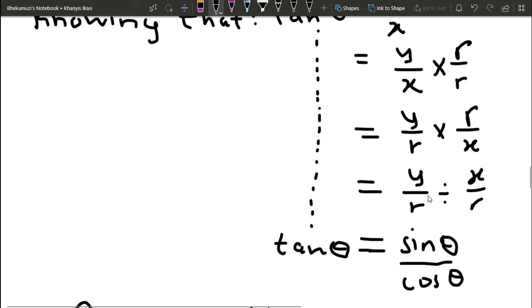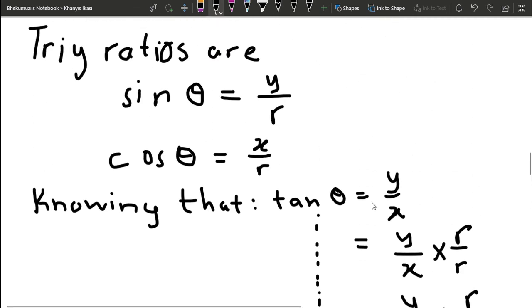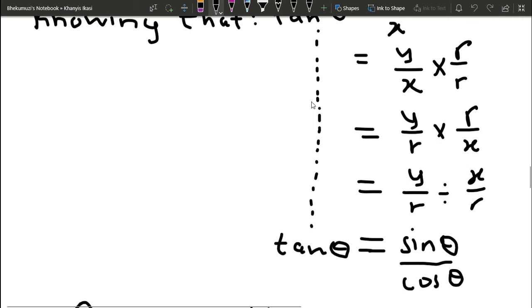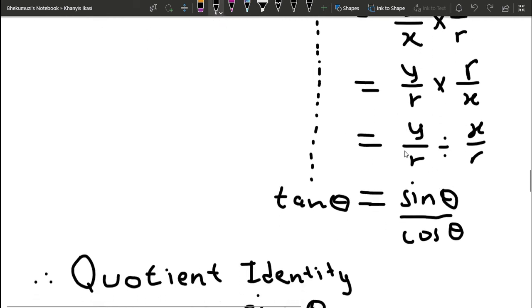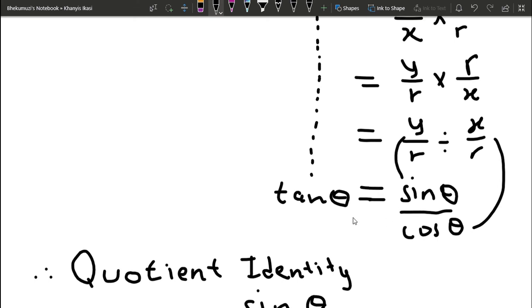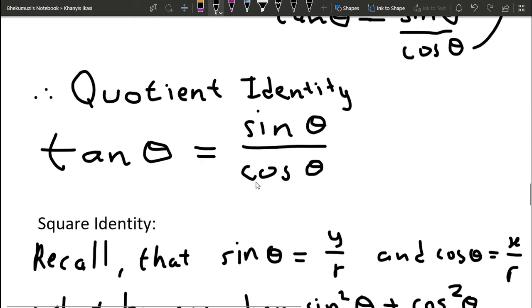But notice something. Y over r and x over r are what we have seen, that sine theta is actually y over r and cos theta is x over r. So because of that, y divided by r is sine theta, and x over r is cos theta. And then that is our quotient identity. So that is our quotient identity, basically saying that when we have any tan function, it is equal to the sine function divided by the cos function.